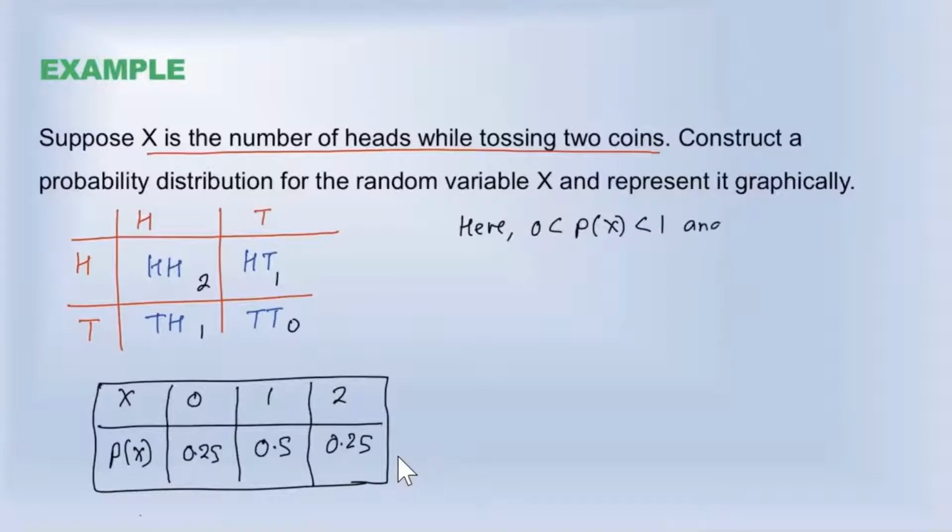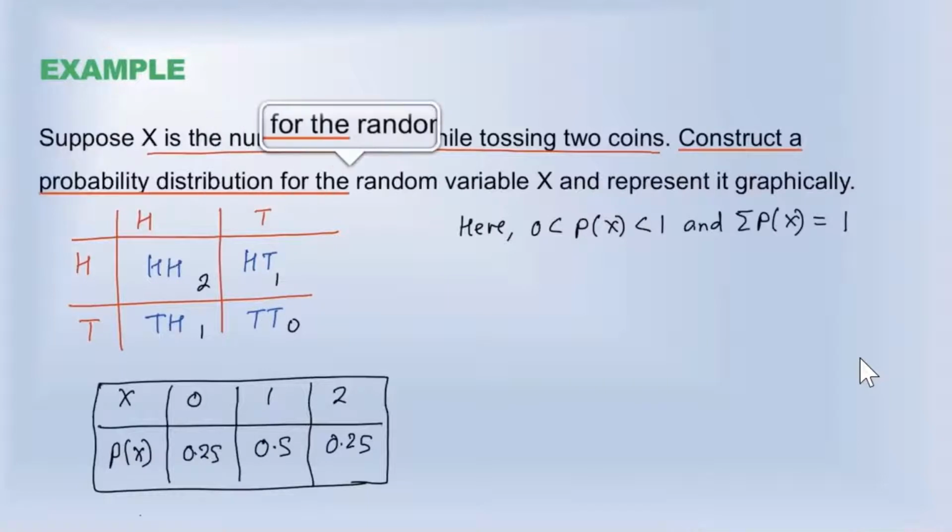And if you want to look at the sum of all probabilities, if you want to add all of them, let's see, 0.25 plus 0.5, 0.75, 0.75 plus 0.25, that is 1. See, it meets the second condition, and also the first condition. So this is the probability distribution. So that was the first part of the question. We are asked to construct a probability distribution for the random variable X.